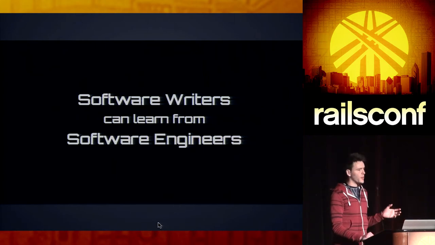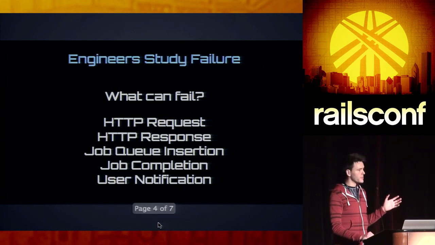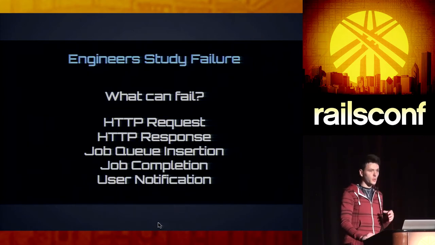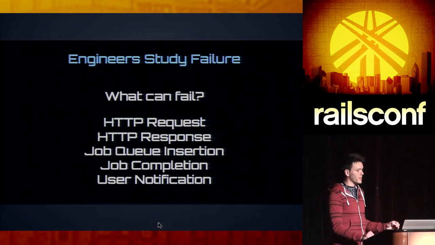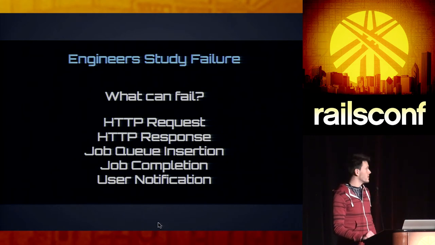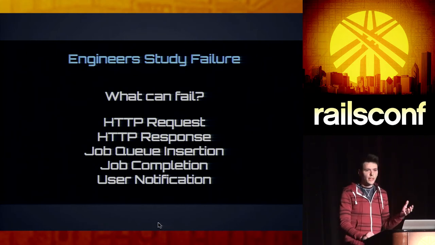This is an area where software writers can learn from software engineers. The reason for that is engineers study failure. So if you're writing your own application in Rails or any other system, you want to take a look at what can fail at each step of the process. If you have an HTTP request that fails, the user's going to have to retry. If the HTTP response fails but the request was successful, the user might retry, but the server actually already did the thing, so you need to consider that. In your back-end systems, you might have distributed job processing.